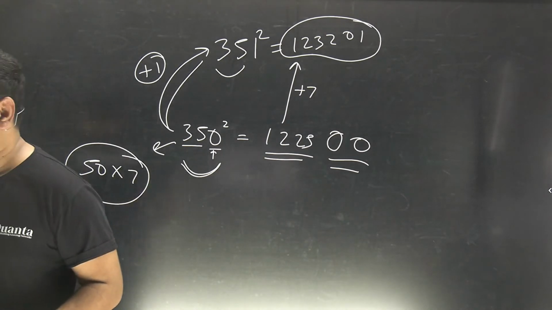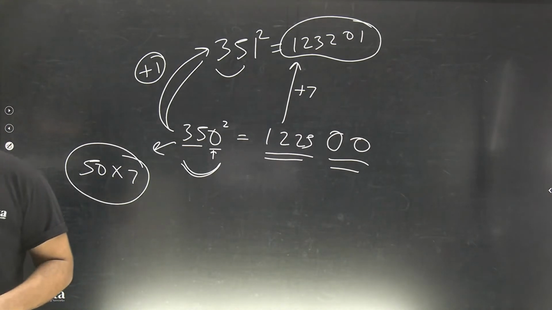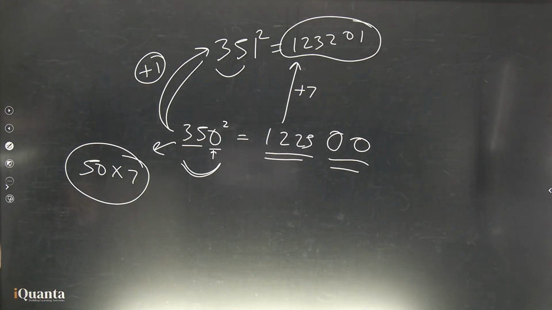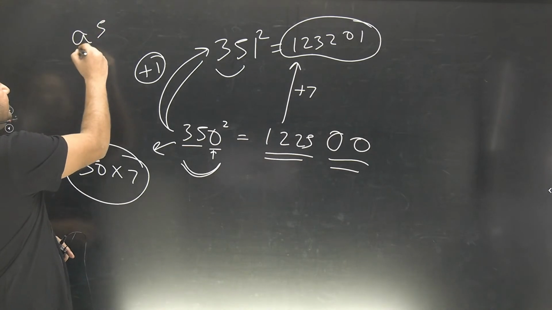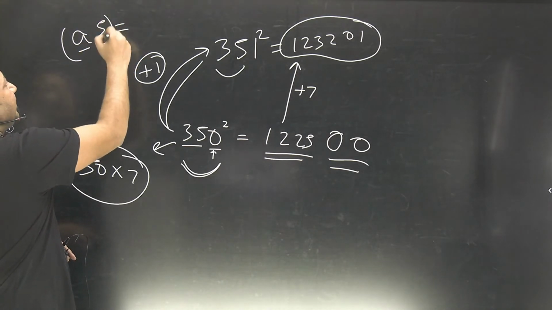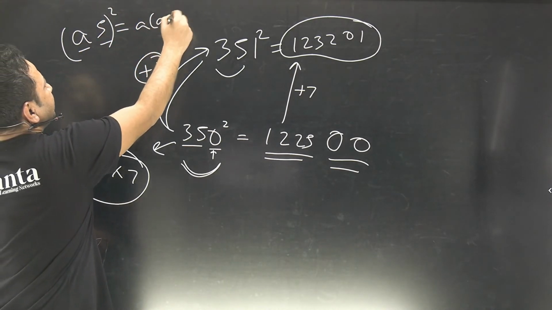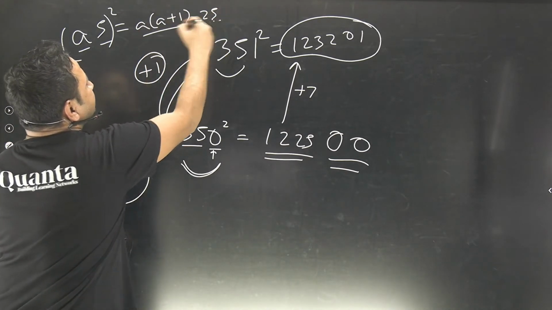Okay. 350 square, Ayush, by using the square of 35. 3 into 4 was 12, and then 25, then putting 2 zeros. I just told you that technique, no? Numbers ending at 5, how to calculate the squares. This is how you did it. The same way I did.